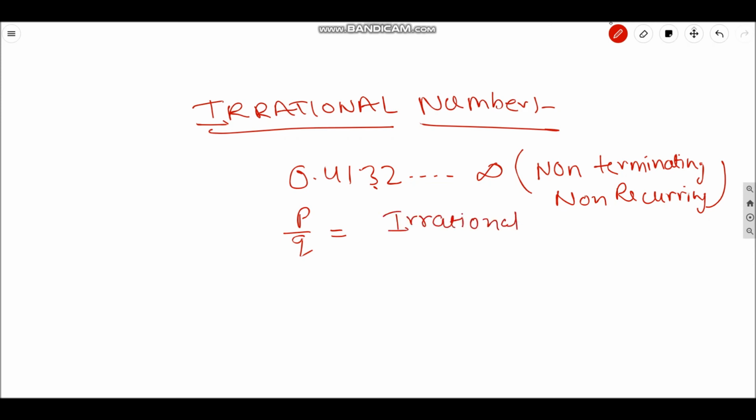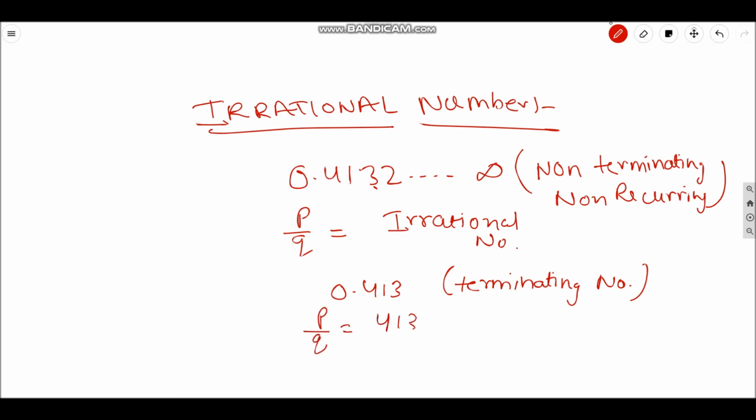Let me take another example, suppose 0.1413. It is a terminating number, terminating at 3. So anyone can express it in the p by q form: 0.1413 can be simply expressed as 1413 by 10000. I simply remove the decimal from the numerator, so it becomes a fraction in the form of p by q. So it is a rational number.